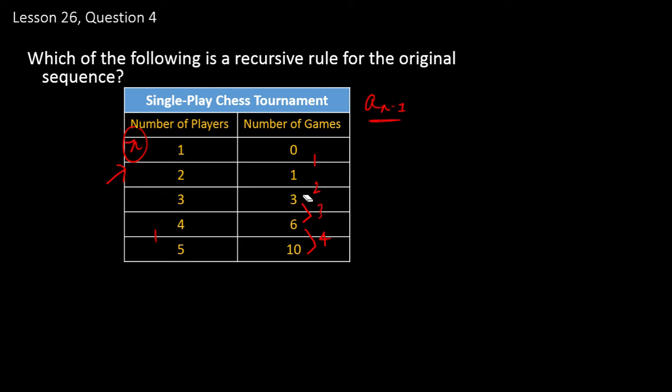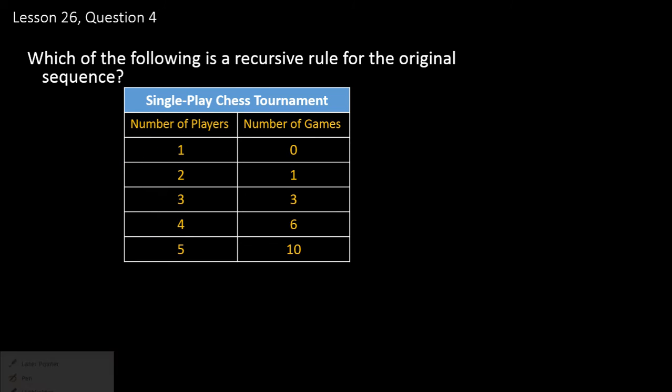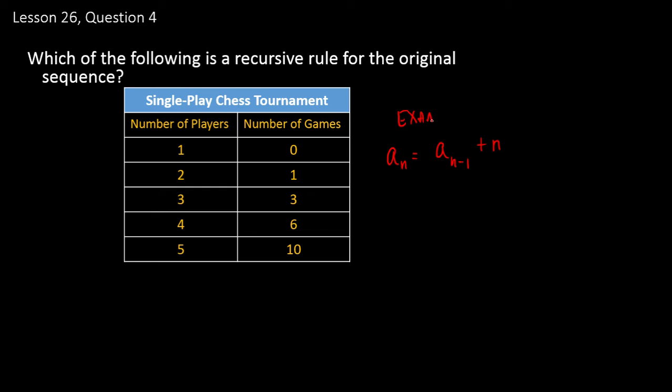If I picked a recursive rule and wanted to check whether it was the right one, here's what I would have to do. I'm just going to use a sub n equals a sub n minus 1 plus n as an example. I am not claiming that this is the correct answer. Let's take a look at what happens. I'm being told that this term, a sub n, is found by taking the prior term, which is a sub n minus 1, and adding n to it.